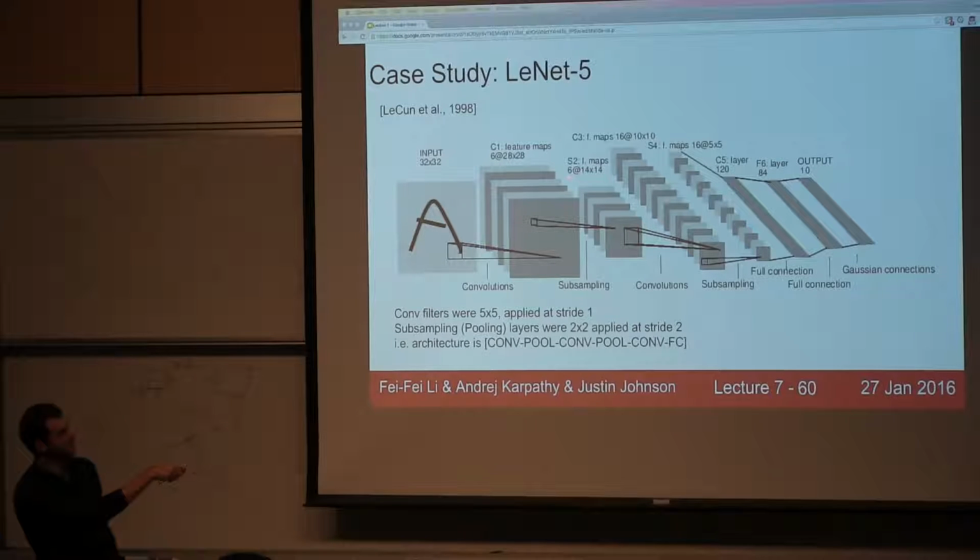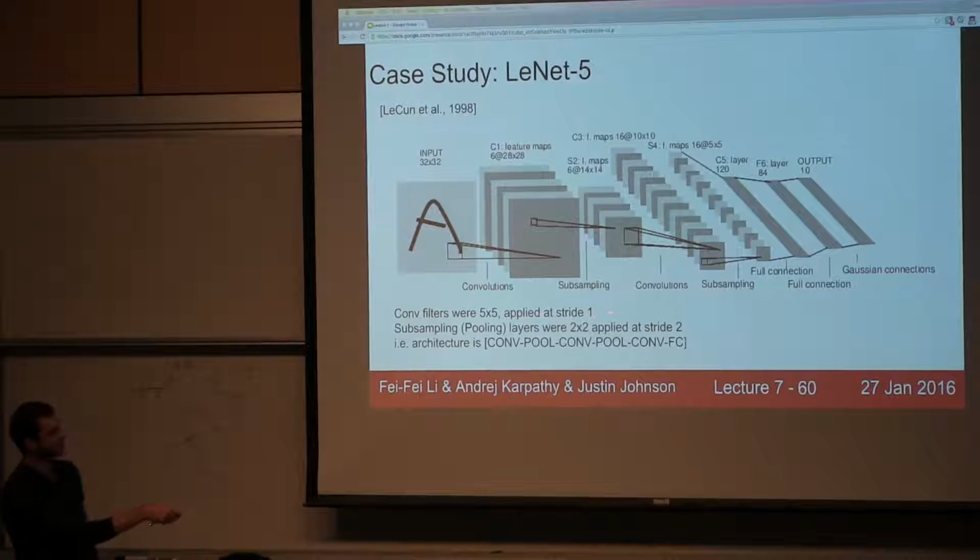And then they did a subsampling layer, S2, which is subsampling or max pooling. Then they did 16 convolutional filters, again 5 by 5, applied at stride 1, and so they got 10 by 10. Then they subsampled that again, so you get 5 by 5, a reduction by half. And then eventually they flipped to fully connected layers. So the architecture we would say is conv, pool, conv, pool, FC, or something like that.